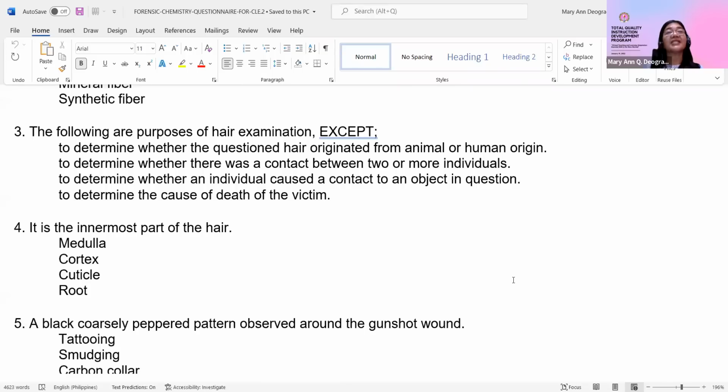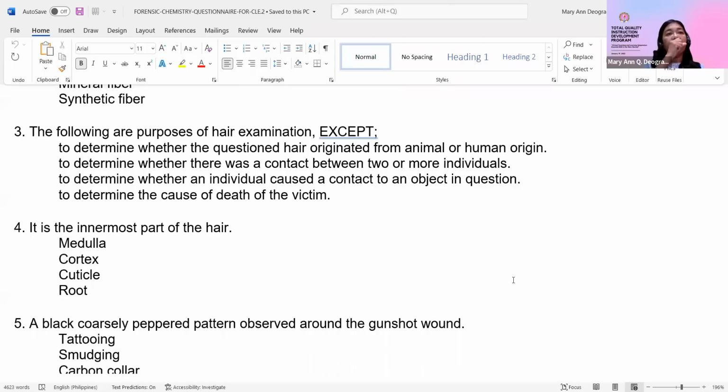It's the last. Kasi yung letter A, so through microscopic examination, we can be able to determine whether hair samples originated from animals or human origin. So, remember our discussion about the shaft, which is the most distinctive part of the hair. So, yung shaft, kasi nandun lahat yung examinations, and the examination is conducted through microscopic examination.